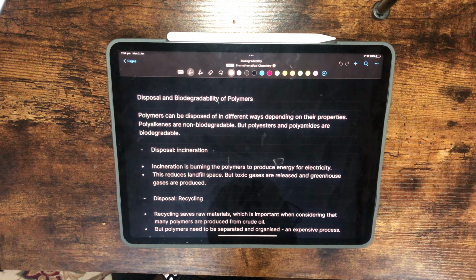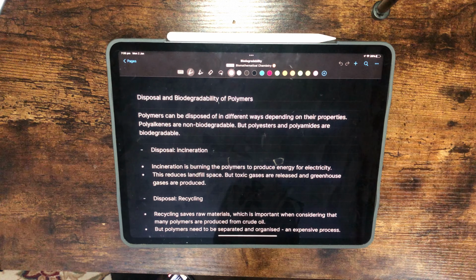But it's also about how easy it is to dispose of that compound. And when we're talking about disposability, we're talking mostly about how easily they biodegrade and whether or not they do biodegrade. So I'm going to go straight into the video and talk about this topic.